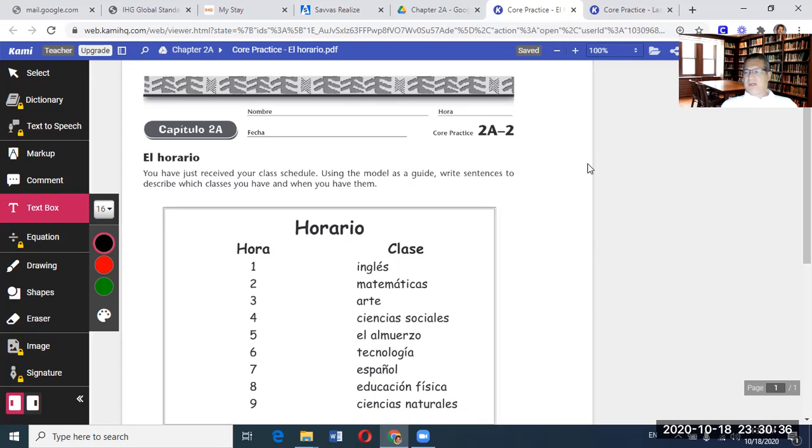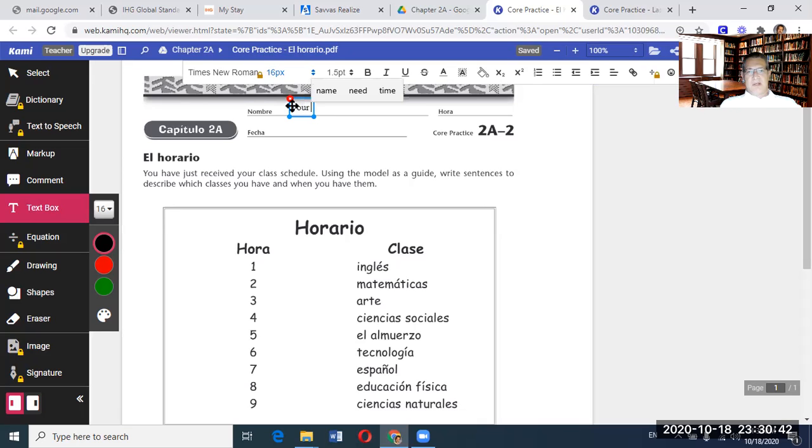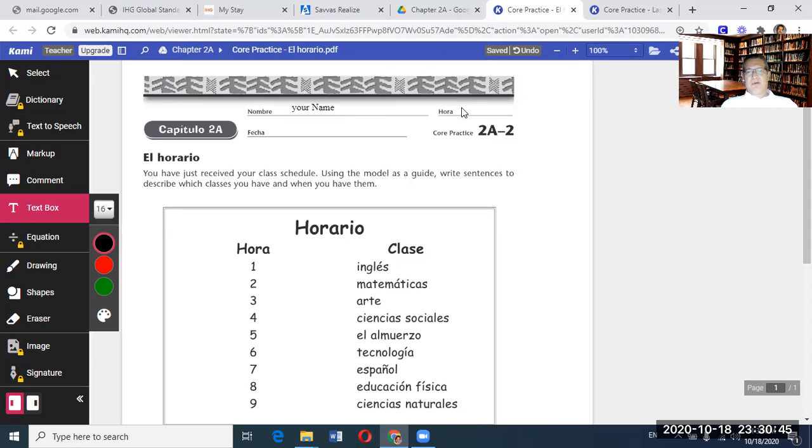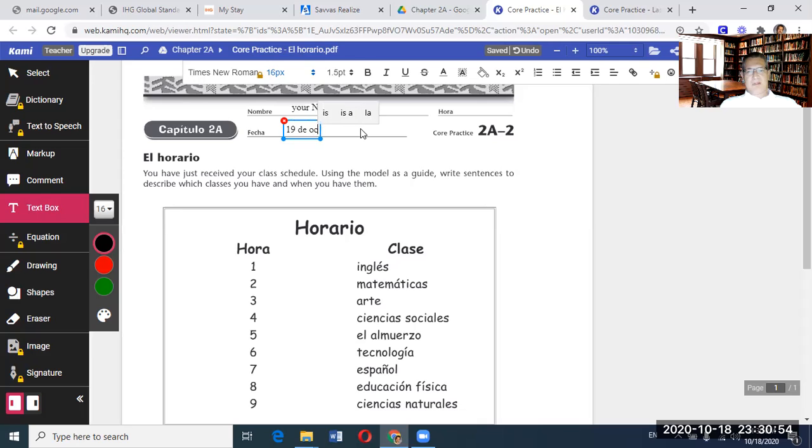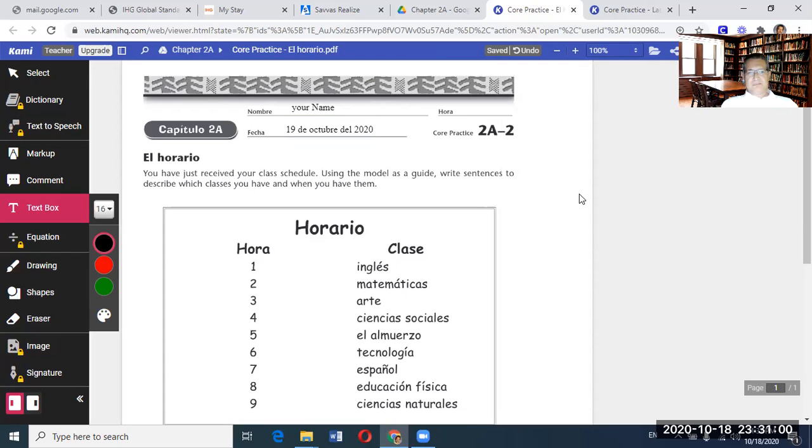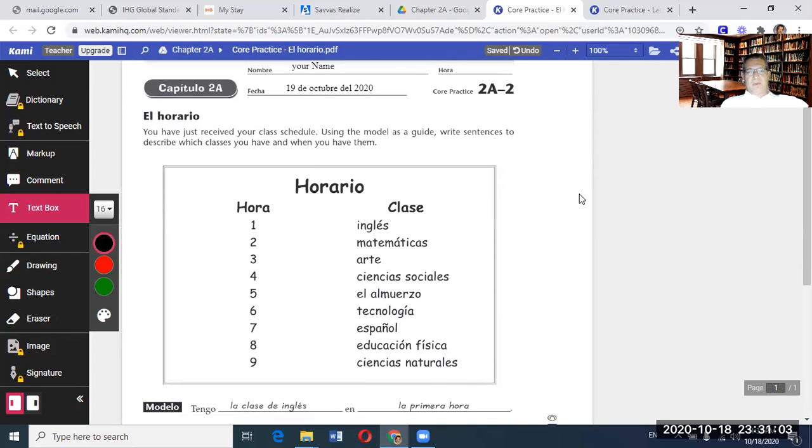Okay, again, we're going to write your name, the period, the number of the period that you're in, and the date, which is 19 de octubre del 2020. El horario, the schedule. So you have just received your class schedule. Using the model as a guide, write sentences to describe which classes you have and when you have them.